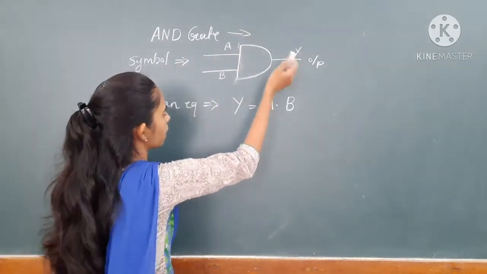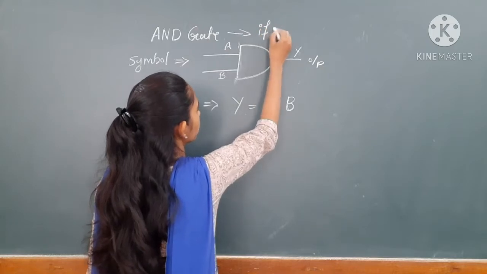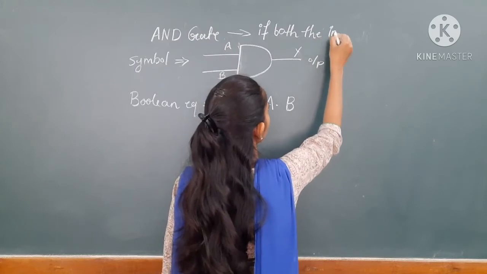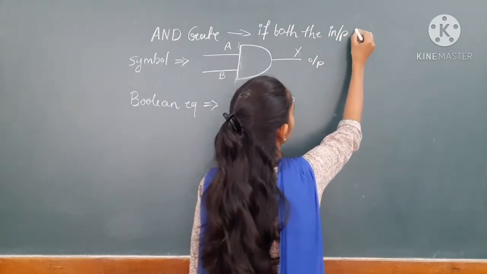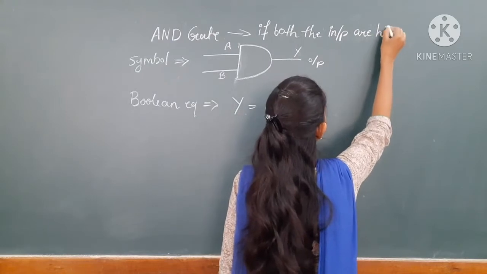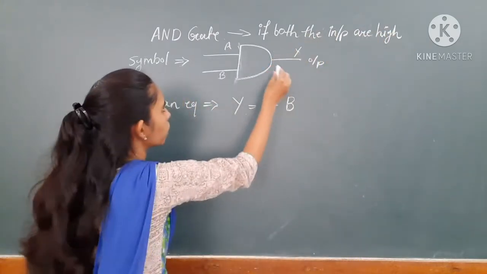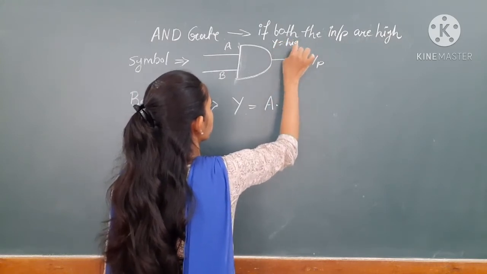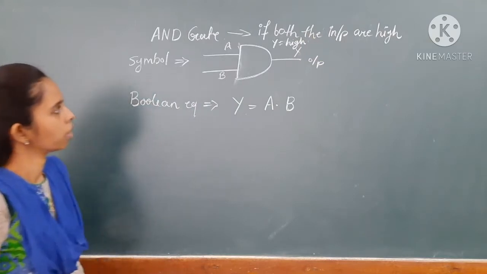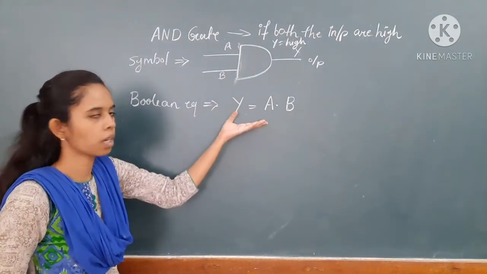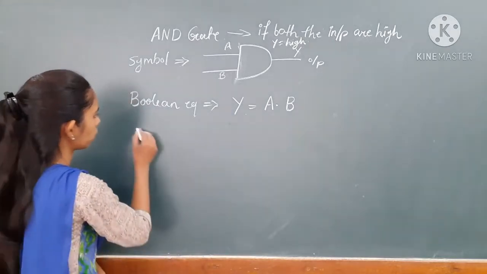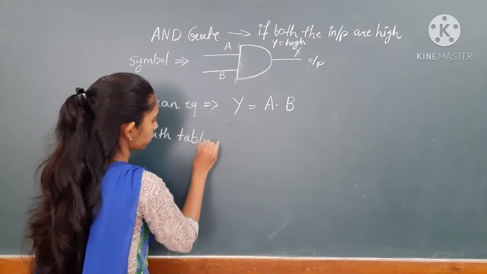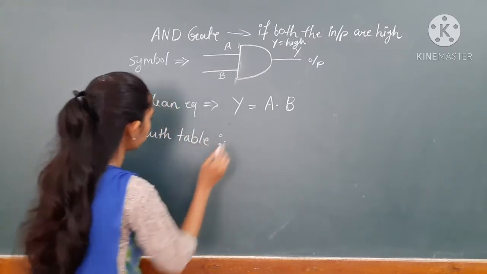So the AND gate tells that if both the inputs are high, then only the output is high. That is, y is equal to high. Okay. So according to this Boolean equation, let us draw the truth table for the AND gate.